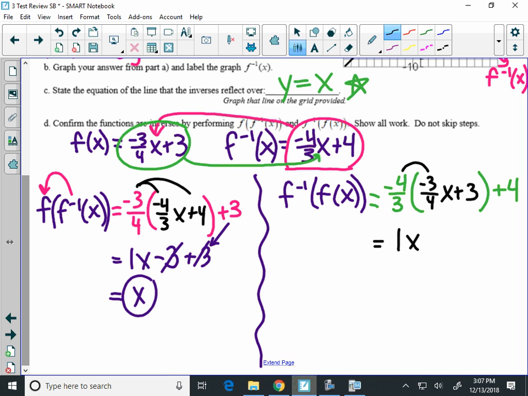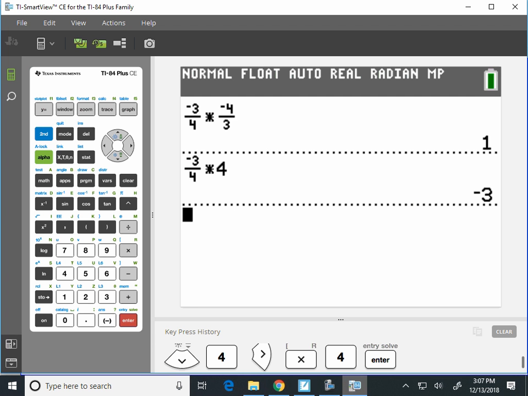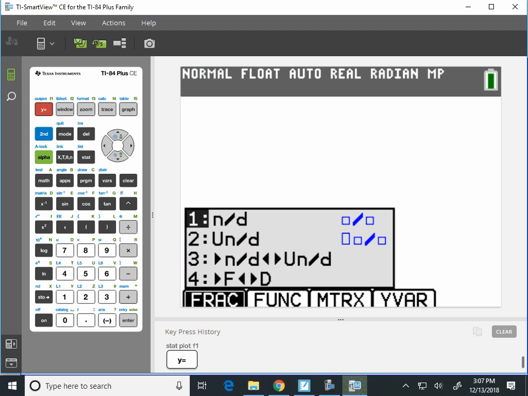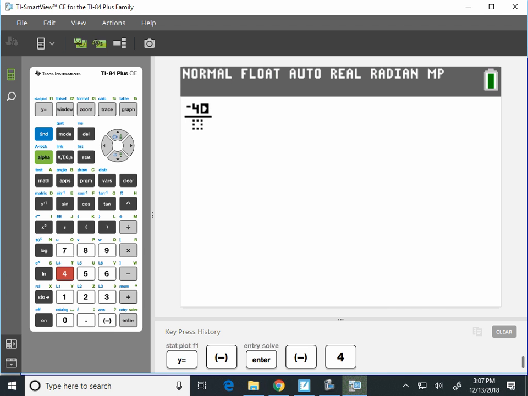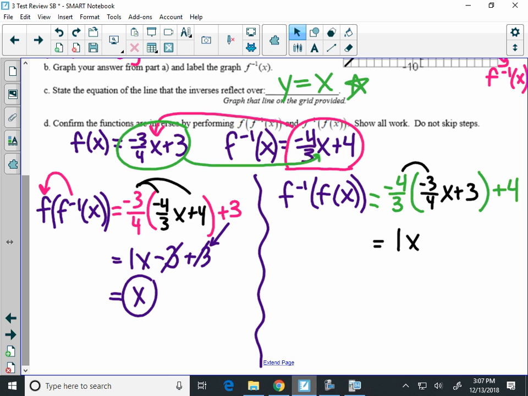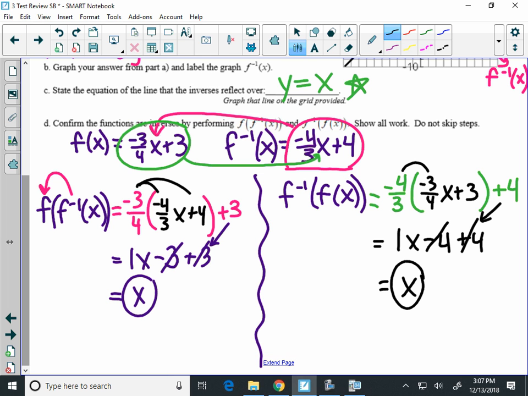So let's see, negative 4/3 times 3. So we'll take negative 4/3 times 3 gives you negative 4. You can see that that's a good thing. Minus 4, but then I bring down my plus 4, and just like the last problem, those values cancel off to give you an output of x. Because both compositions gave you an output of x, that verifies that they are indeed inverses of each other.